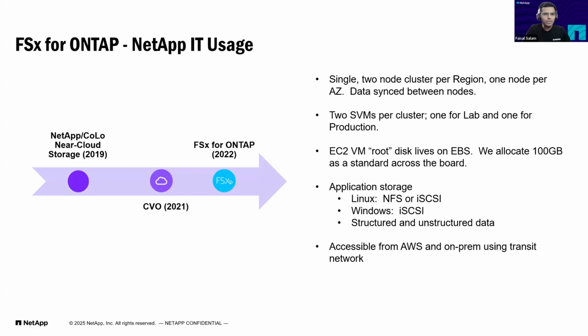I'd like to spend a few minutes to talk about our cloud journey. We started with NPS, that's NetApp Private Storage, back in 2019. This consisted of NetApp controllers deployed in a co-location. This is also referred to as near cloud storage. All of the compute in this design lived in AWS.